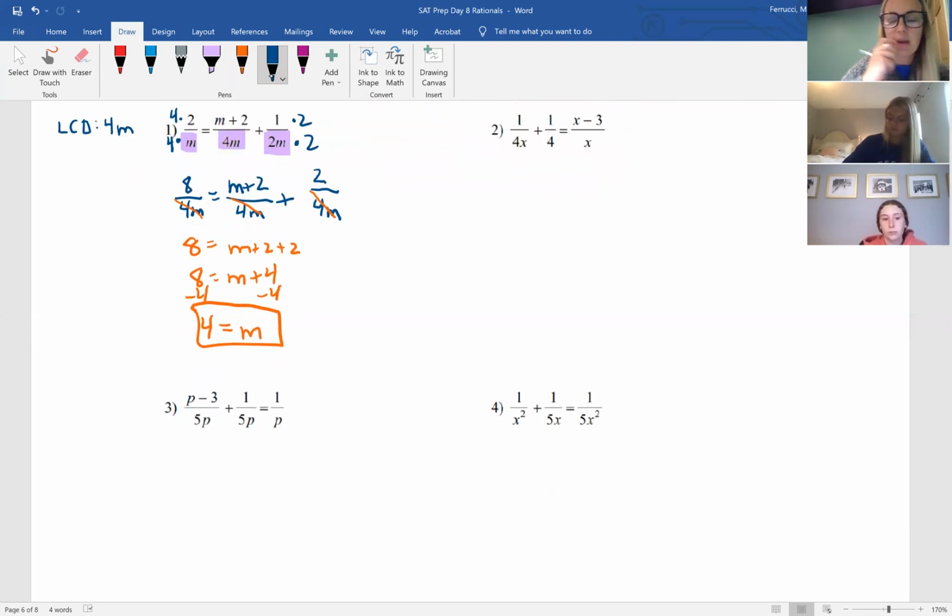Okay, let's jump to number 3. So there's 5, 5, and then technically a coefficient of 1. So 5 would be fine to multiply to. They all have a variable of p, so we can just say 5p is the least common denominator.